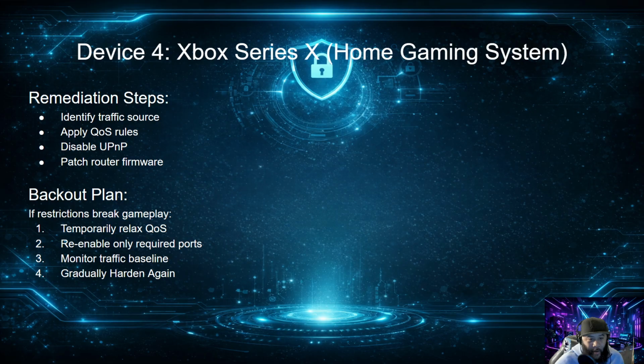Re-enable only the required ports. If you've been disabling ports to try to minimize the amount of network traffic going in and out of your router, then you're going to have to re-enable some of these things, because some of the ports that are used on Xbox need to be open for it to run smoothly. Make sure you have a traffic baseline. So if you're running Nessus or Tenable, make sure that your network scans are running the way that they're supposed to run, and then gradually harden the system again.